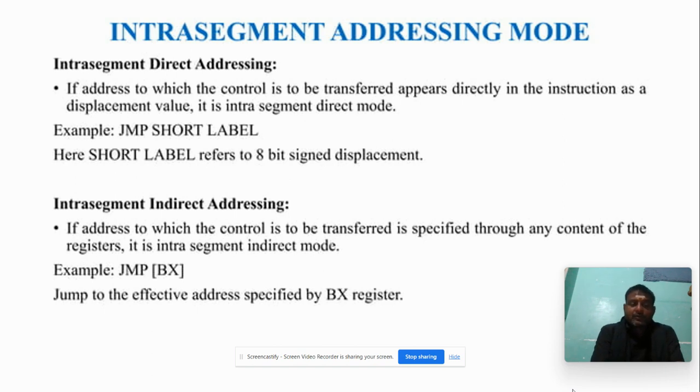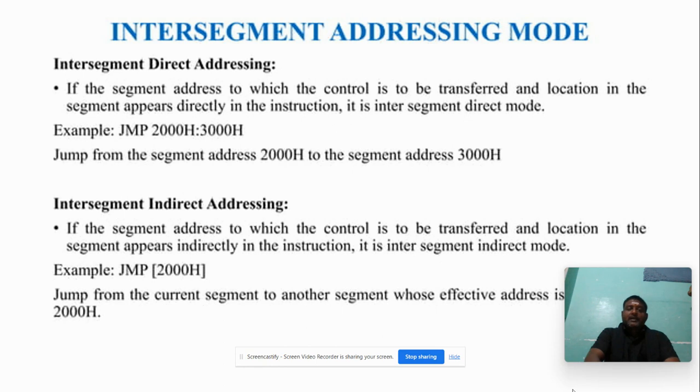Intra-segment indirect addressing mode means that the address to which control is to be transferred is specified through the content of a register. It is intra-segment indirect addressing. For example, JMP BX. Jumping to the effective address specified by the BX register is called intra-segment indirect addressing.